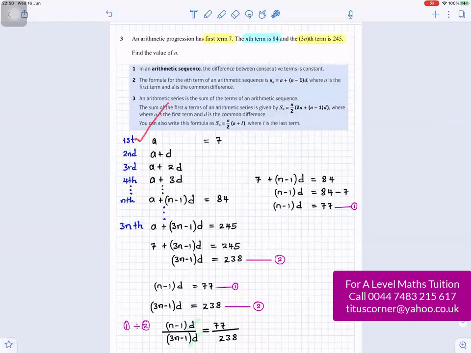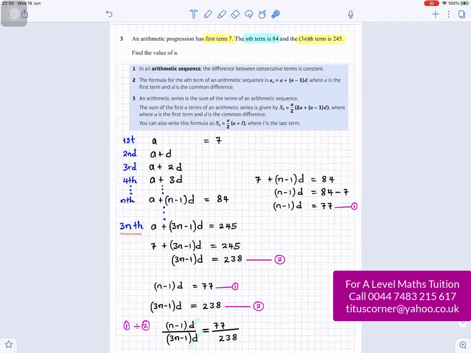First term, a, is 7. Second term, because it's an arithmetic sequence, is a plus d. Third term is a plus 2d. Fourth term is a plus 3d. The nth term is a plus (n minus 1)d. And it says the nth term is equal to 84.